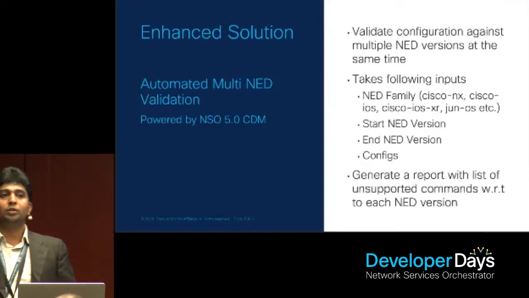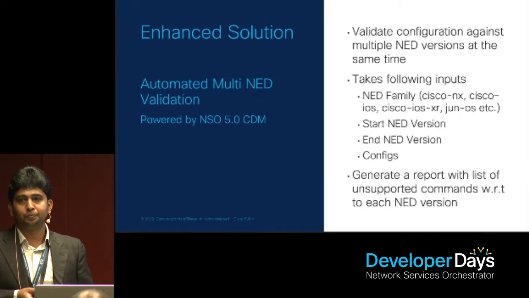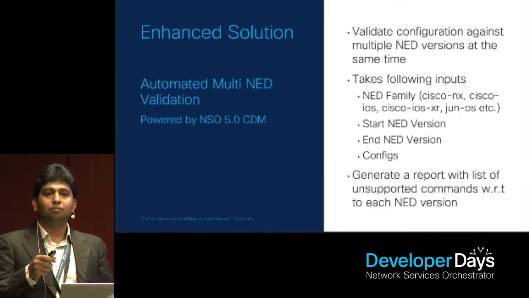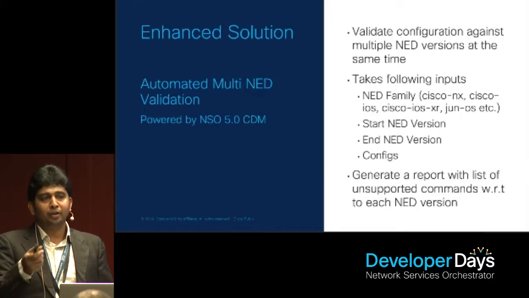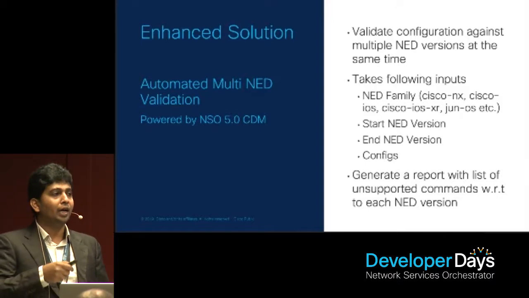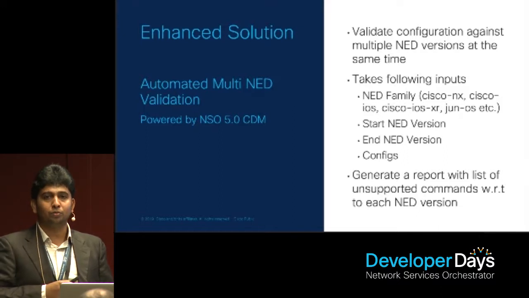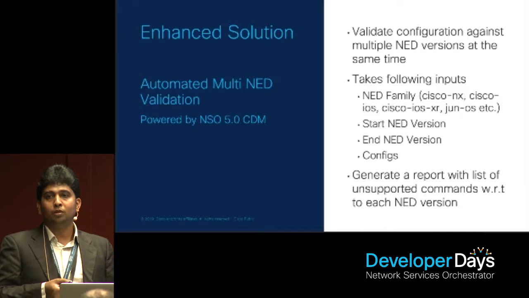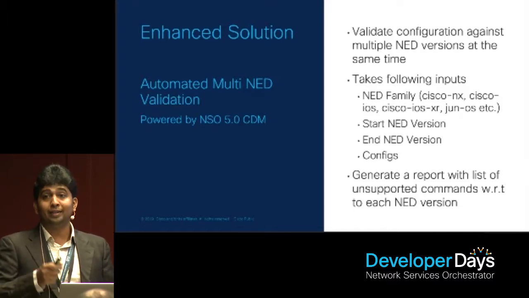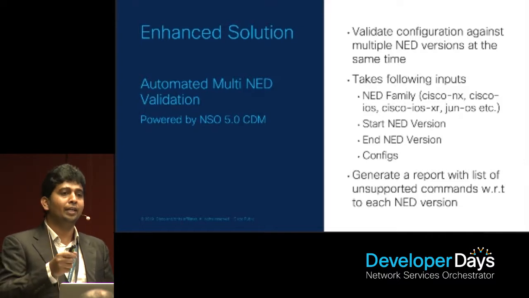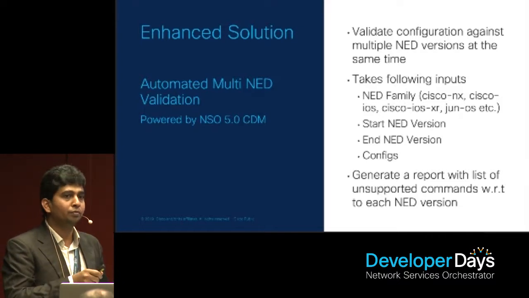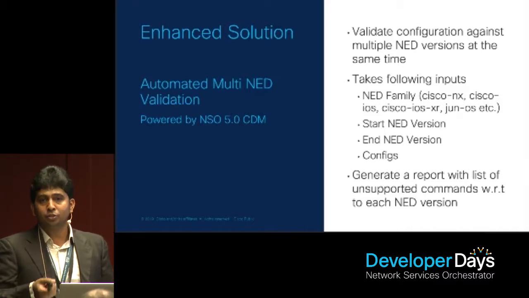Okay, so the previous solution, what we saw, can validate the configuration against a particular version of NED, whatever is available on your NSO. But in order to enable validating the configuration against multiple NEDs, we were blocked by a particular problem where you cannot have multiple versions of NSO NEDs on the same single instance of NSO, meaning I cannot have multiple Nexus versions on a particular instance of NSO. This is before 5.0, but after 5.0, it has something called a CDM, right? Common data model that enables multiple versions of the same NED to coexist in a single NSO instance, meaning I can have all the versions of a particular NED, Cisco Nexus NED, coexist together, right?